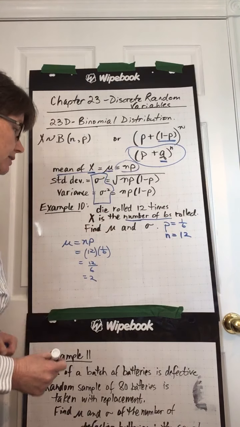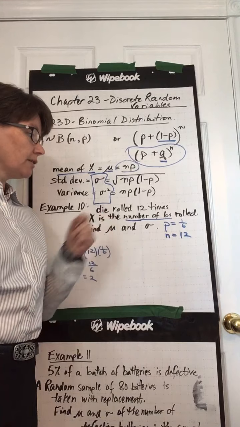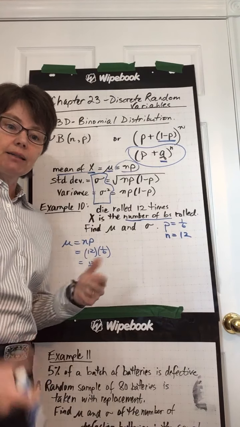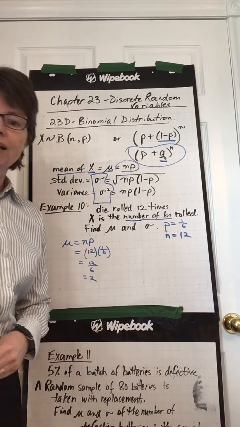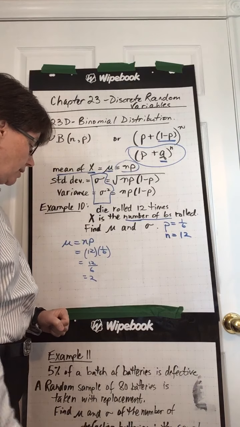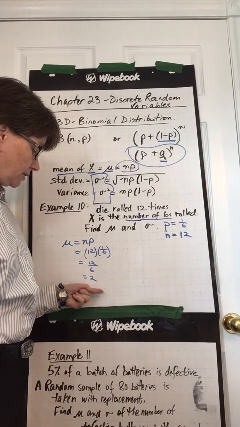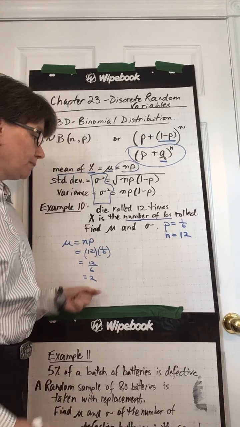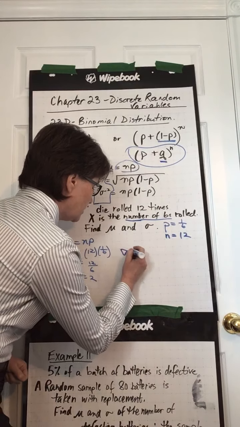So if we did this situation where we were rolling a die 12 times, looking for 6s, we would expect, or the mean number that we would get if we did many of these 12 rolls and then calculated the mean, would be 2. Okay, so this is the expectation or the mean, 2. All right, not finished.